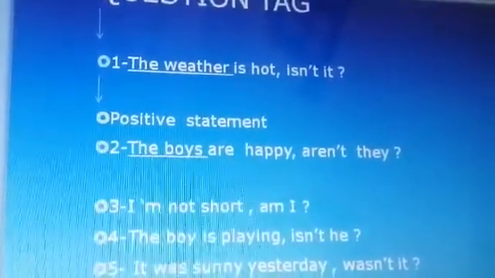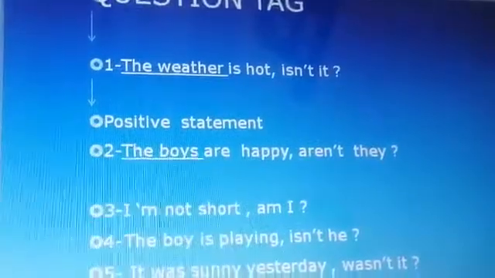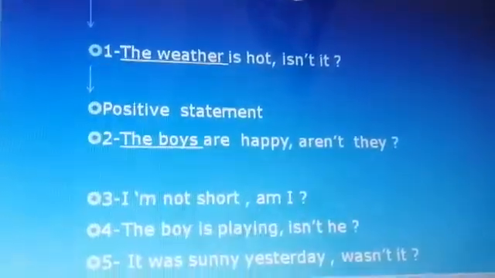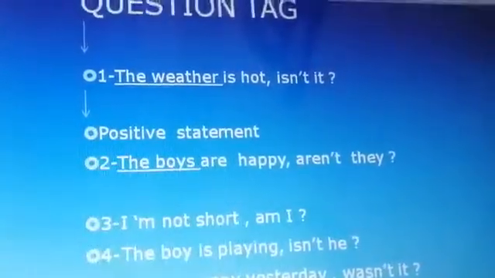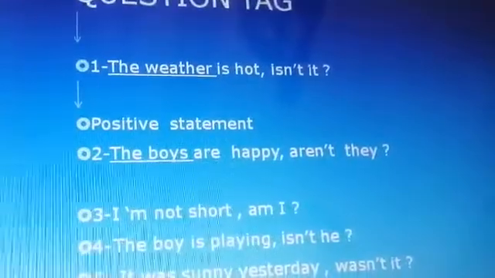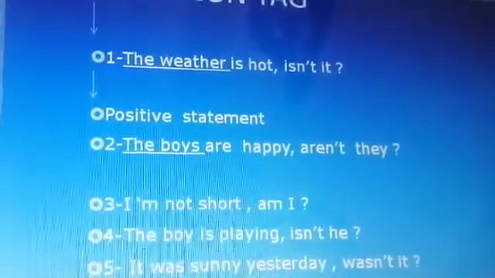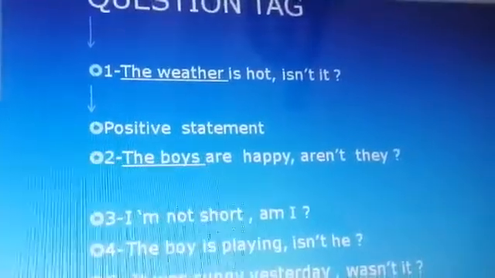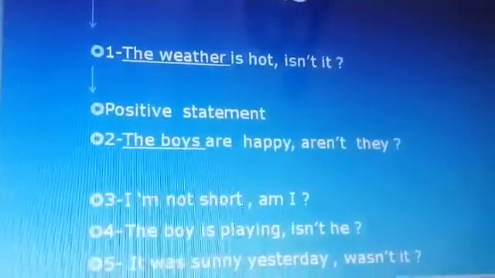Number 3. I'm not short. Am I? Here we have a negative statement, so I made the question tag a positive question tag. I'm not short. Am I? Number 4. The boy is playing, isn't he?